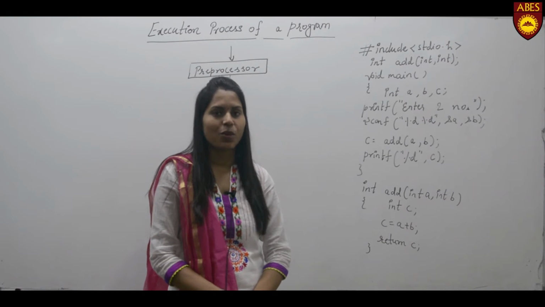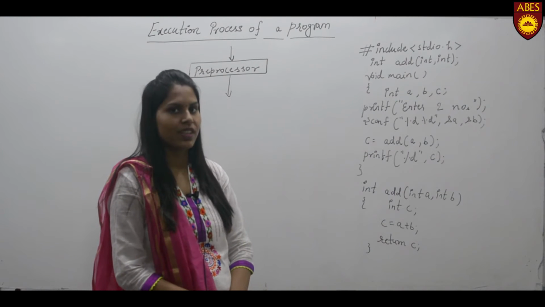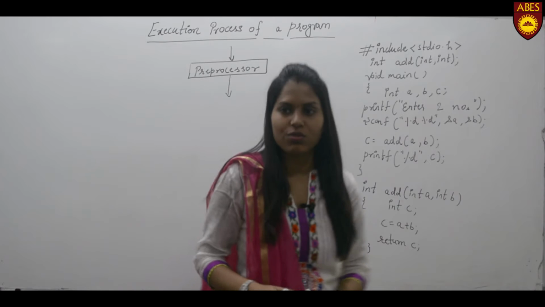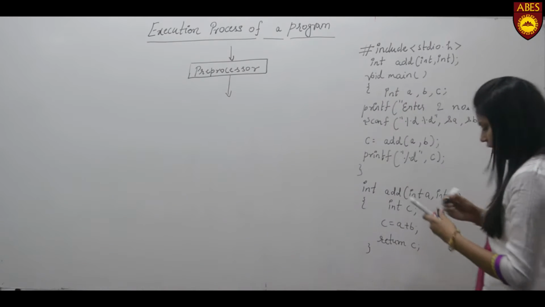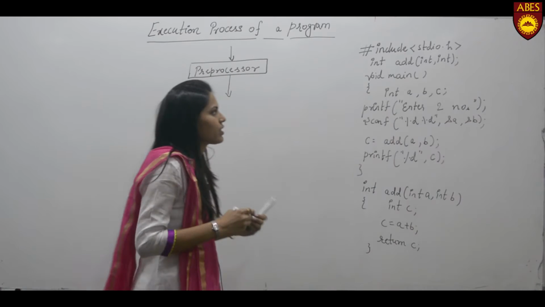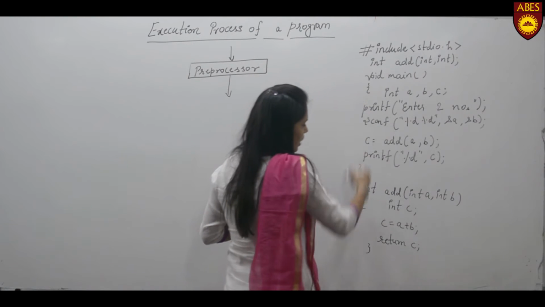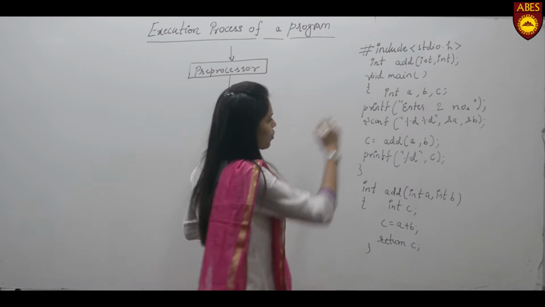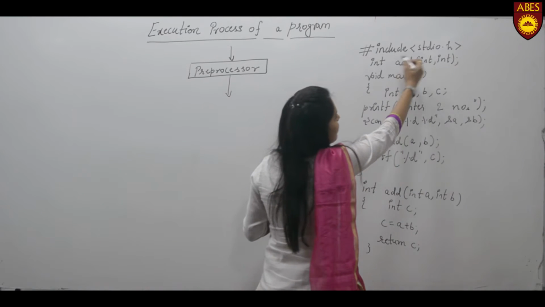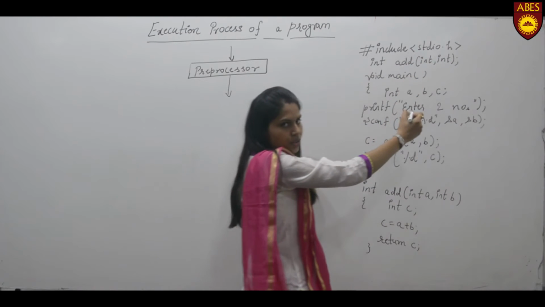Today our discussion topic is the execution process of a program. First we see the basic program of C. Here I have written this program, you can see here. This is the basic program of addition of two numbers with the help of a function. You can see here we have included a header file, stdio.h.